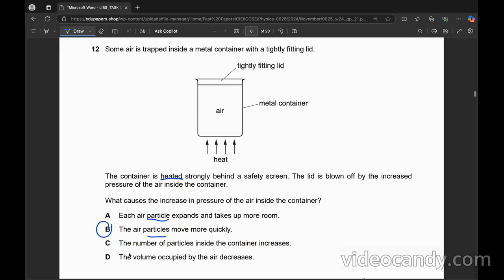And when you look at number C, the number of particles inside the container increases. Well, that doesn't really make sense because it is a tightly fitting lid, and that means nothing comes in or out, so that would be wrong. And D, the volume occupied by the air decreases. Now this is really counterintuitive because the lid is blown off by the increased pressure, which means it needs more volume and space, so it cannot decrease.